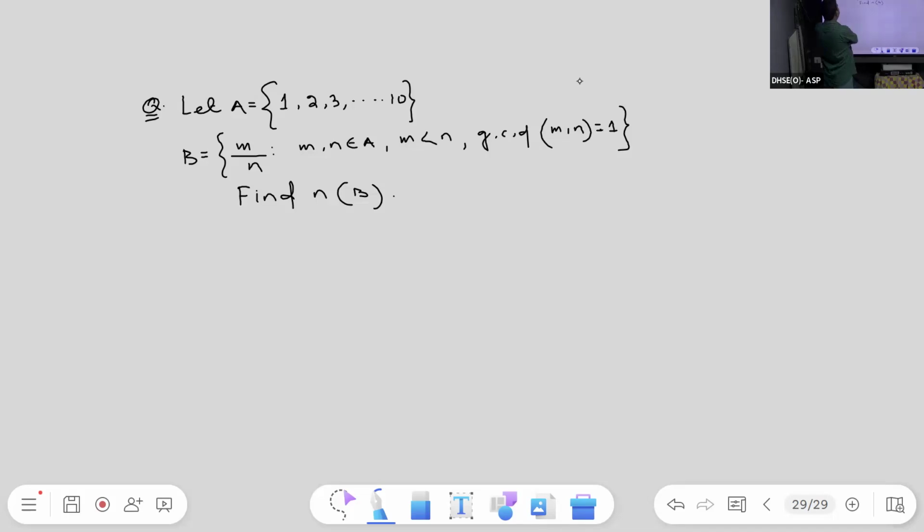The set B contains all possible fractions in which the numerator is less than the denominator, and there is no common factor of m and n. The highest common factor of m and n is 1. How many such fractions are possible if both m and n are chosen from the set A? Try to solve and send me the answer.